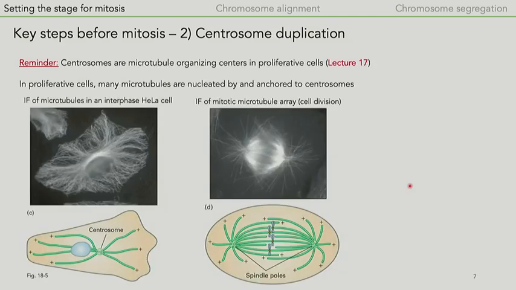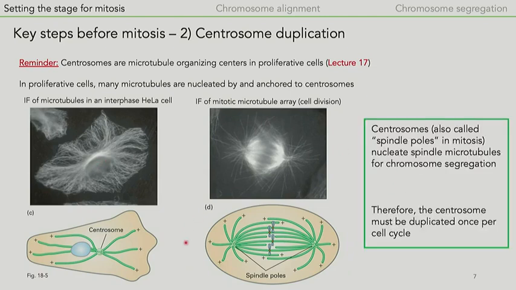Okay. The other thing that has to happen, in addition to duplicating your chromosomes, is that you have to duplicate centrioles. We talked about centrioles briefly within the context of the microtubule lecture 17 here. This is a refresher from that slide deck. Just to remind you, in most cultured cell types or proliferative cell types, the microtubule cytoskeleton is organized by a structure called the centrosome. And this is true both in interphase, so in G1, S, and G2. And then the centrosomes play really critical roles in organizing microtubules during mitosis.